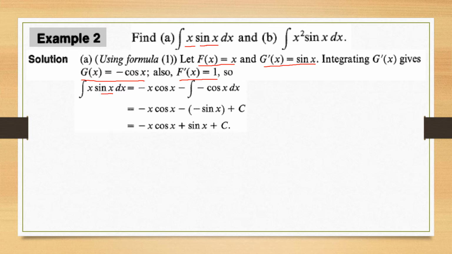Here x is f of x, sin x is g dash of x. We will write f(x) g(x). g(x) is minus cos x and f(x) is equal to x. This minus sign is with cos of x. Here is the product of f(x) g(x), the negative sign here. And the integrand is 1, the product of 1 with g(x), which is minus cos of x.